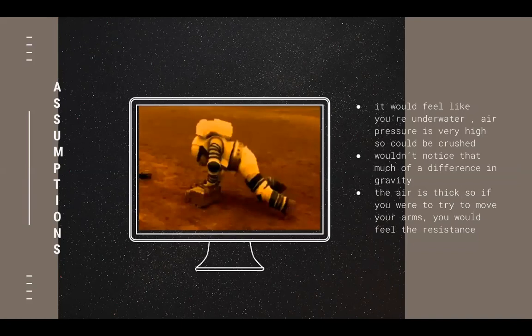So when an astronaut landed on the surface of Venus, he would be crushed because of its high air pressure, and you would feel like you are underwater. And that man wouldn't notice much of a difference in gravity, and the air is so thick that if he tried to move any part of his body, he would feel the resistance.